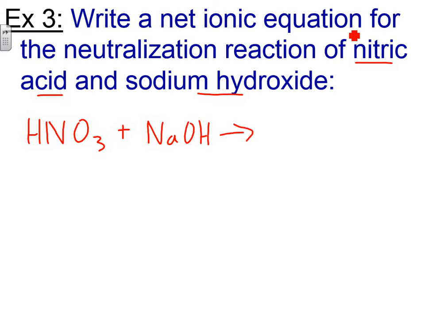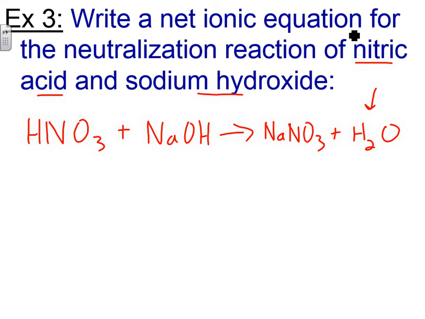H and Na swap places. You get sodium nitrate and water. You'll always get water as the other product in this type of acid-base reaction. Now, to get to an ionic equation, remember what we did is we split everything up, and we split it up based on the fact that it was an electrolyte.